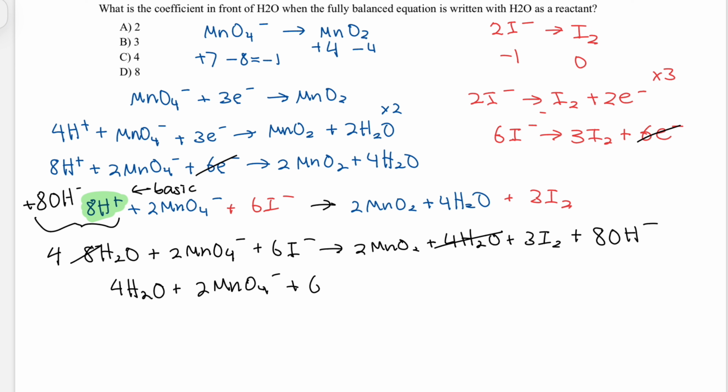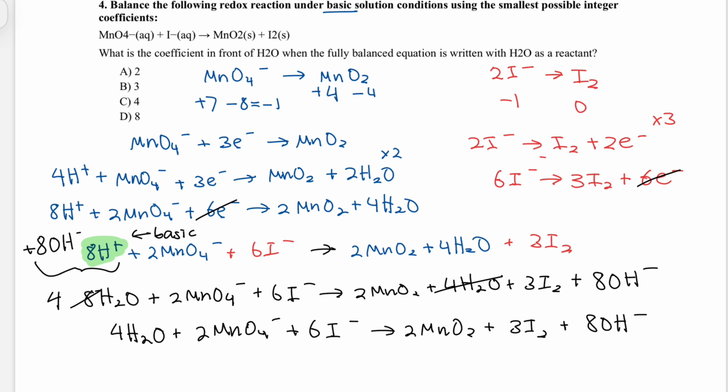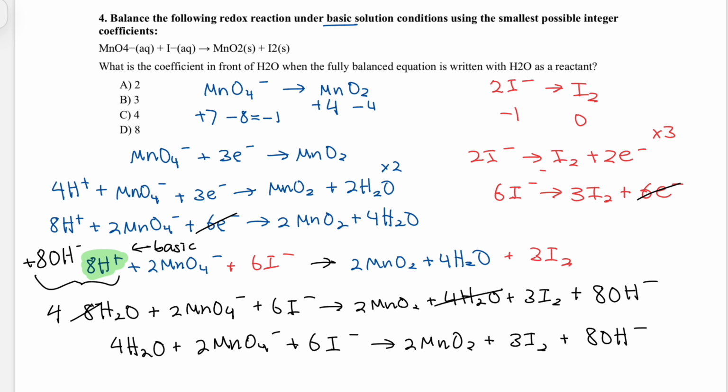And then we can finally write out the final equation. And because it's basic, we can have this OH minus. So the question was asking what's the coefficient in front of H2O? It is 4.